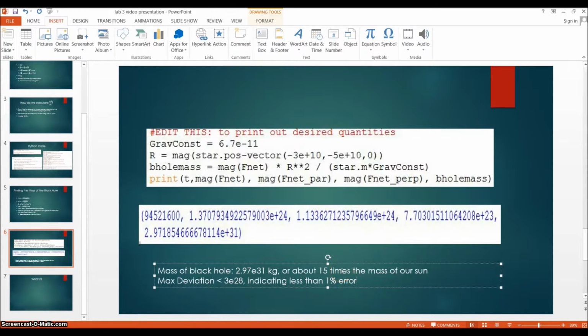I realized later that the calculated mass of the black hole could change based on which data points were used to estimate the net force, so I ran the above code inside the while loop to check all of them. The result was that all of the masses were well within 3 times 10 to the 28th of my estimate, indicating that there was less than 1% error and that deviation was probably due to round off.